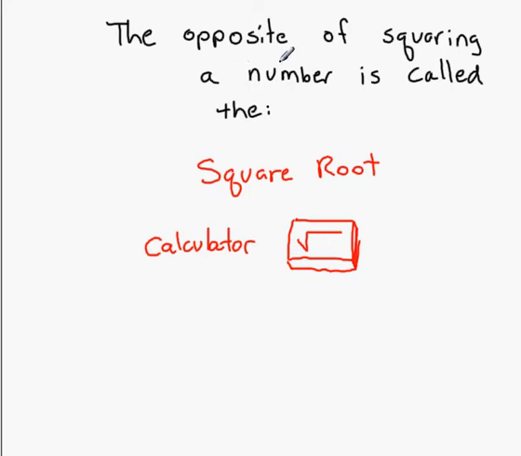Now, the opposite of squaring a number is not really called unsquaring. It's called the square root, and that's what you're going to try to figure out today. On a calculator, if you've ever seen this button, it looks like a check mark combined with a division bar. That would be your calculator button for square root. So, how do you do it?